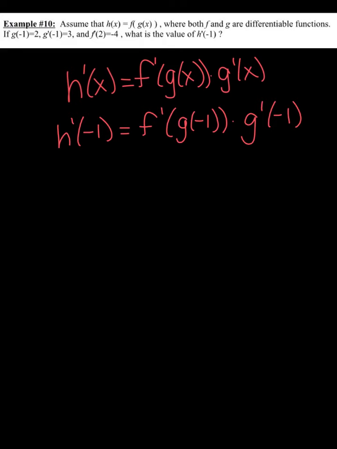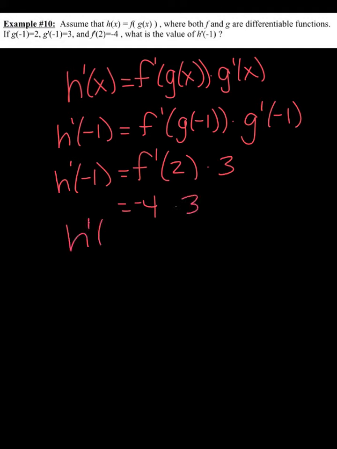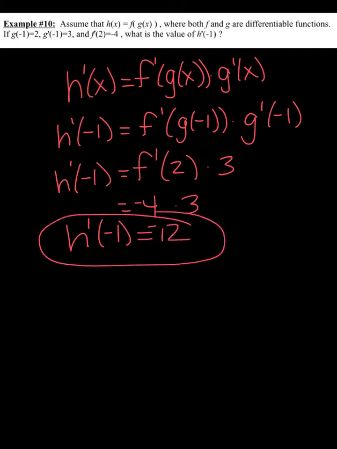But whatever. H prime of negative 1 is going to equal f prime of g of negative 1, and g of negative 1 is 2, times g prime of negative 1, and g prime of negative 1 is 3. We see that f prime of 2 is equal to negative 4. Negative 4 times 3 is negative 12, and we have found h prime of negative 1.